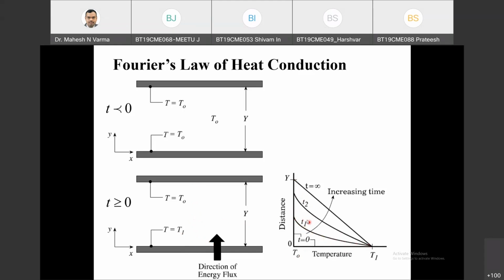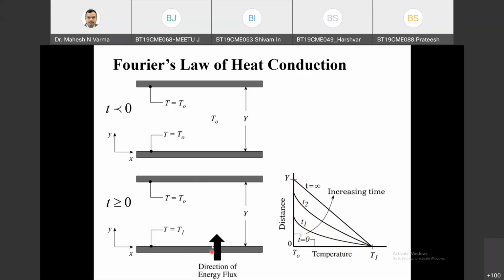This is time t equals t1. So this will be the temperature profile: a straight line coming up to this point, and thereafter the temperature is increasing. This is the temperature axis, and this is the distance. Slowly it will increase and go to temperature T1, and this is t2, some greater time than t1.